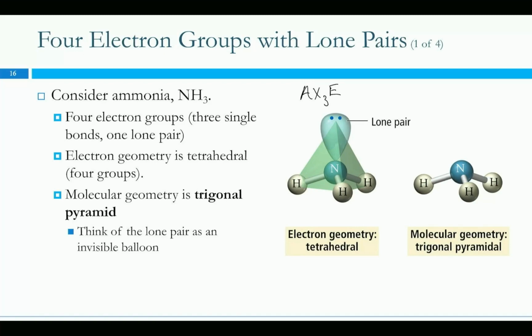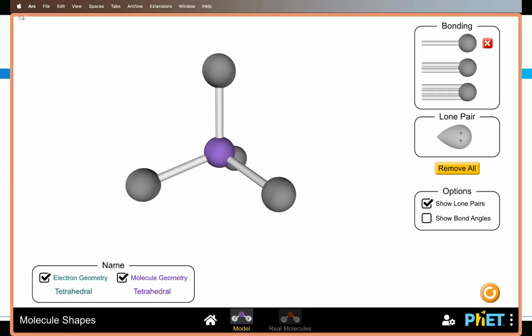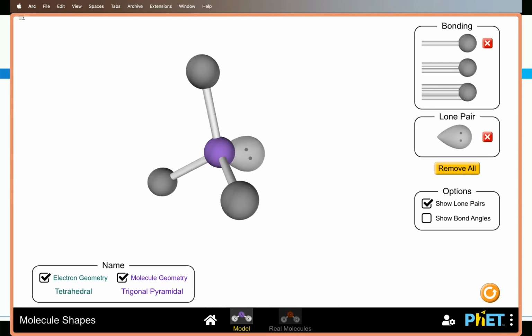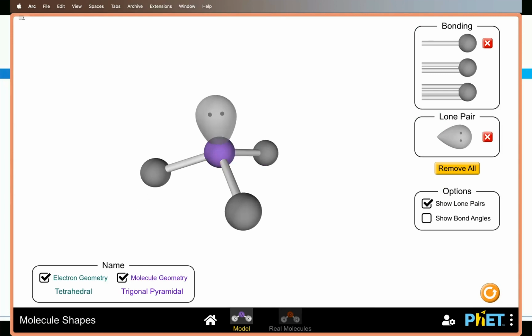But now if we're looking at the molecular geometry, we're only counting the arrangement of atoms. So we ignore the fact that the lone pair is there. We don't quite get a tetrahedral, but we get this sort of short pyramid. So that'll be trigonal pyramidal. You can see that on here. So I've got the tetrahedral, remove a bonding group, add a lone pair, and you get a little pyramid.